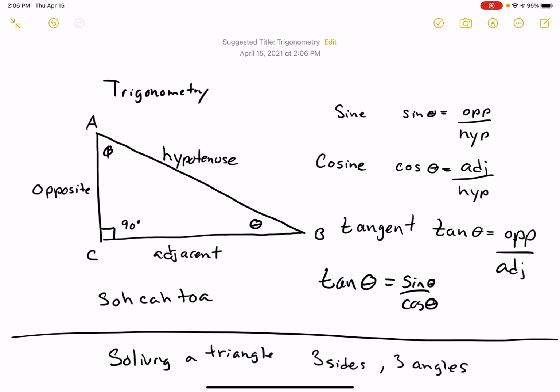Now, we have initially three trig functions that we can work with. They are sine, cosine, and tangent. For sine, we write and abbreviate it as SIN, angle theta, and sine is equal to the ratio of the opposite side divided by the hypotenuse.